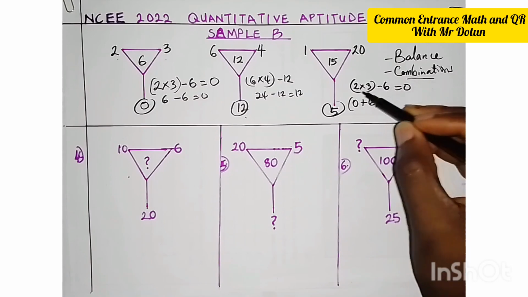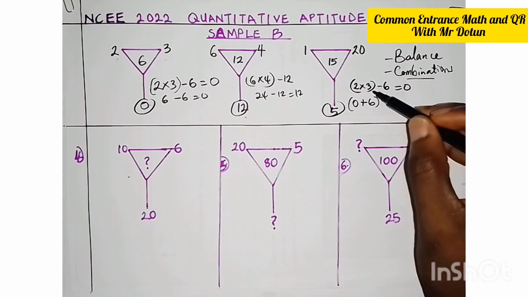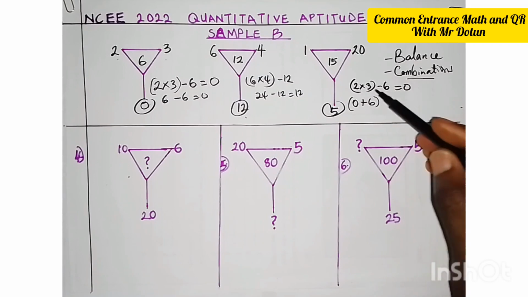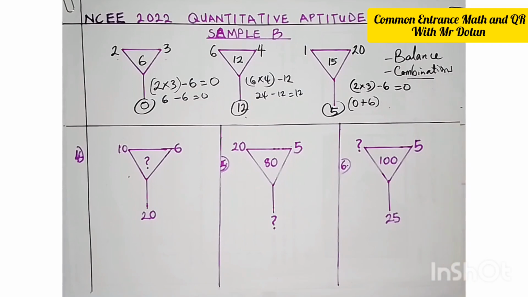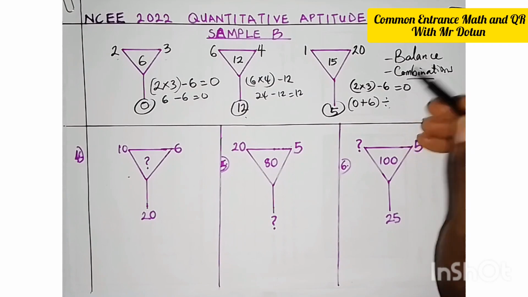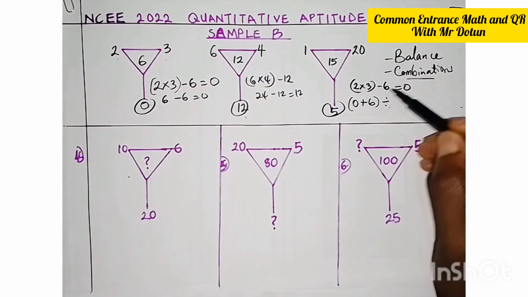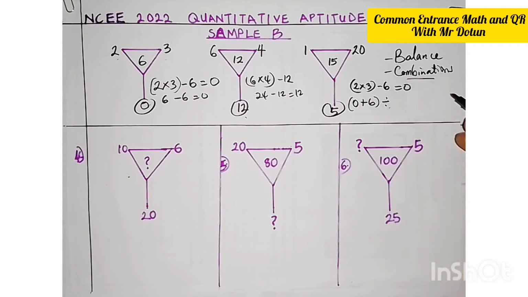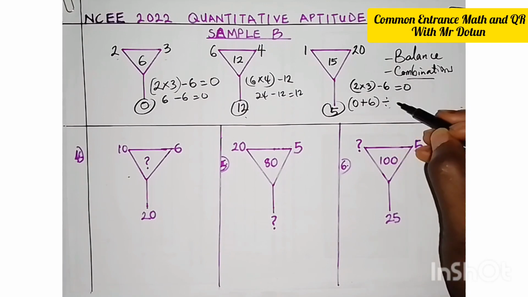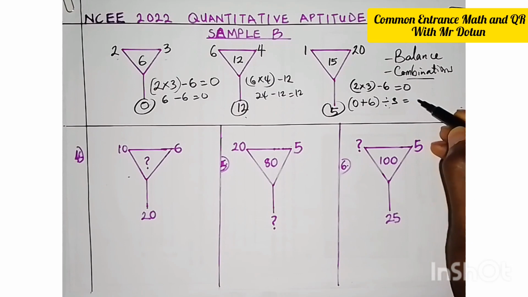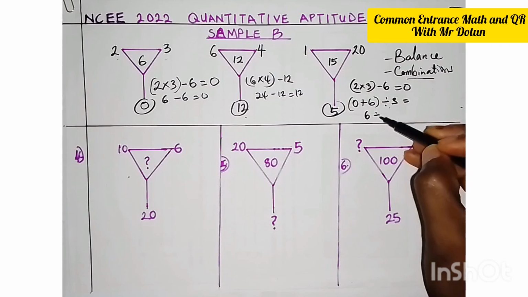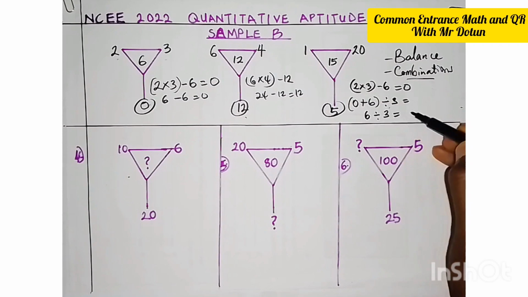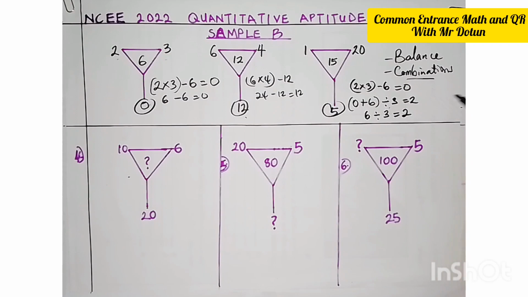Now, the operation inside the bracket is multiplication. So for me to get any of those factors that I've multiplied here, I would have to divide, because the opposite of multiplication is division. If I want 3, I will divide by 2. If I want 2, I'll divide by 3. Which one should we go for first? The smaller one. So let's divide by 3 and see if we would have 2. 0 plus 6 is 6, and 6 divided by 3 is equal to 2. So the answer is 2.